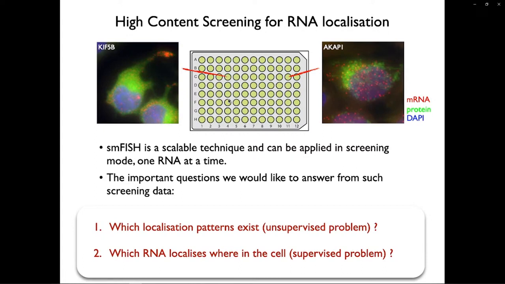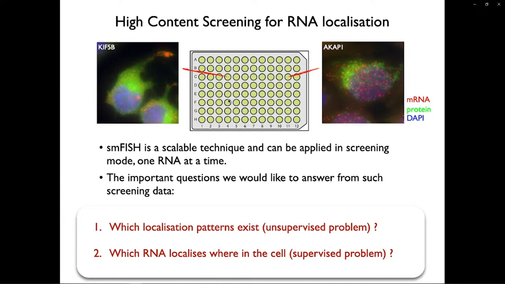Now, the typical questions that can be addressed with such a screen are: which localization patterns exist? So what are potential preferential localizations of messenger RNAs? And that's an unsupervised problem, right? The other question would be, once you know all the possible localization patterns of RNAs, which RNA localizes where in the cell? And that's then a supervised problem.